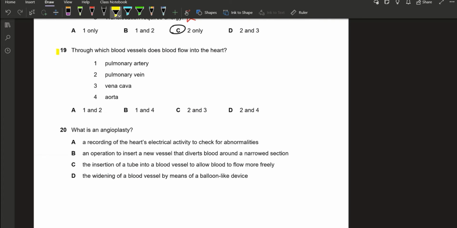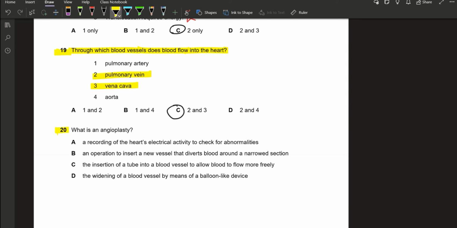Question number 19. Through which blood vessels does blood flow into the heart? Option 1, pulmonary artery, which is wrong. Option 2, pulmonary vein, which is correct. Option 3, vena cava, which is correct. Option 4, aorta, which is wrong. So the correct option would be option C, 2 and 3.